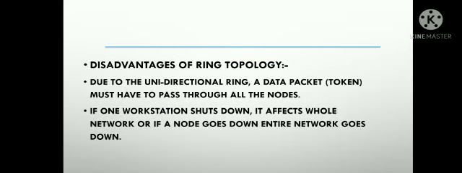Disadvantages of ring topology. First, due to the unidirectional ring, a data packet token must pass through all the nodes. Second, if one workstation shuts down, it affects the whole network, or if a node goes down, the entire network goes down. Third, it is slower in performance as compared to bus topology. Fourth, it is expensive.